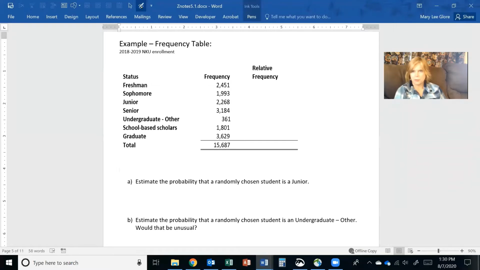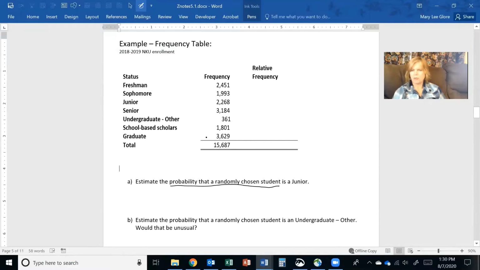Another example. This is an example of a frequency table. On here, I took the NKU enrollment as of 2018 to 2019, so last year, and split it up by class. So we have freshman, sophomore, junior, senior, were they a graduate student? And we have this undergraduate other, I'm not even sure what that is. And here's the total. So in order to calculate the probability that a randomly chosen student is one of these, you can see here my first problem.